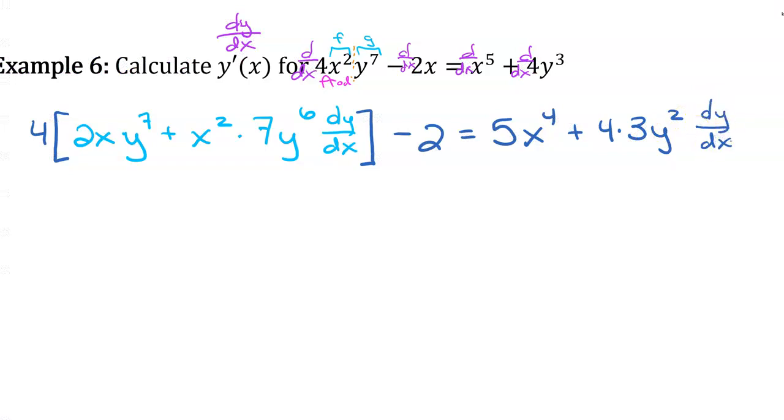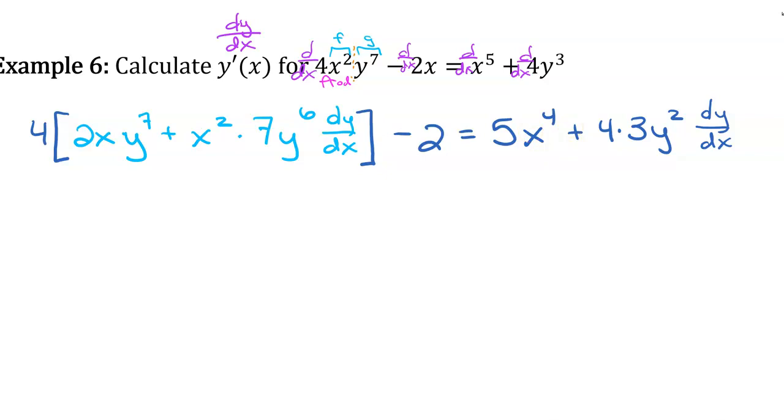Now you may be wondering why I'm not doing that on the 2x and the 5x to the 4th. Well, that's because technically I am. The difference is that instead of dy/dx, it would be dx/dx. Well, dx over dx is just 1, and 1 times anything vanishes. So technically it's there, but since it vanishes, we just don't write it.